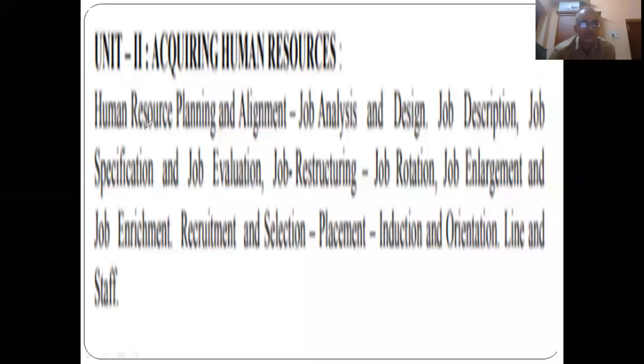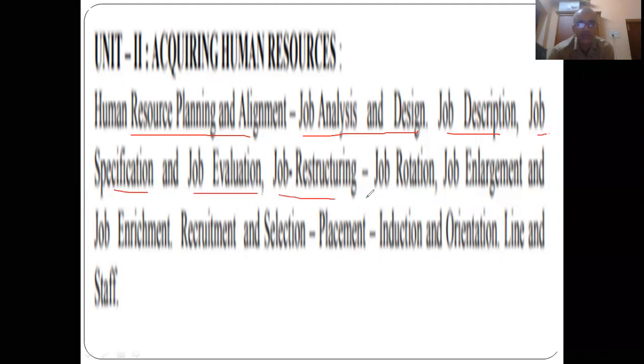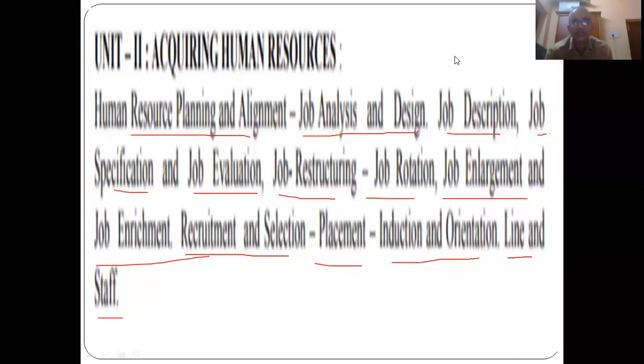Acquiring human resources: planning and alignment, job analysis and design, job description, job specification and job evaluation, job restructuring, job rotation, job enlargement, and job enrichment, recruitment and selection, placement, induction and orientation, line and staff. So in this unit, we are in human resource planning, that is HRP.